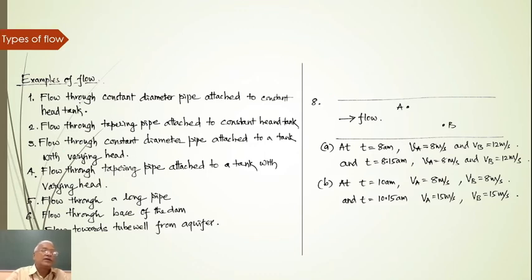Now examples of flow. Okay, here you should understand and try to imagine the situations. Flow through a constant diameter pipe attached to a constant head tank. It is like this. Almost all the cases are like this only. The pipe is of constant diameter, it is not changing like this. And not only that, the head over the pipe is also constant. Something is happening and maybe it is getting recharged, but as the flow is occurring, this is not coming down. That's what is said. Flow through a constant diameter pipe, that is the first part.